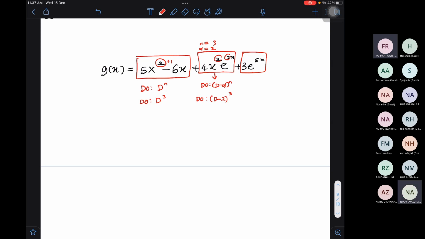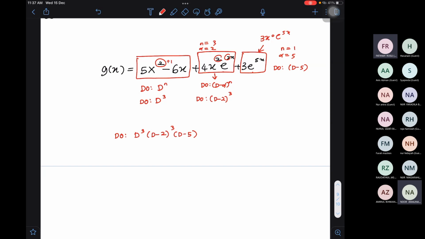And then kita ada yang ini, kita nampak exponential sahaja. Exponential mestilah come with the polynomial. So 3x kosong eksponen 5x. So from here kita punya n equal to 1, kita punya alpha equal to 5. So dia punya differential operator adalah d minus 5 power 1. Okay. So apa kita punya differential operator untuk keseluruhan function? Combine semua. D kuasa 3, D tolak 2 kuasa 3, D tolak 5.